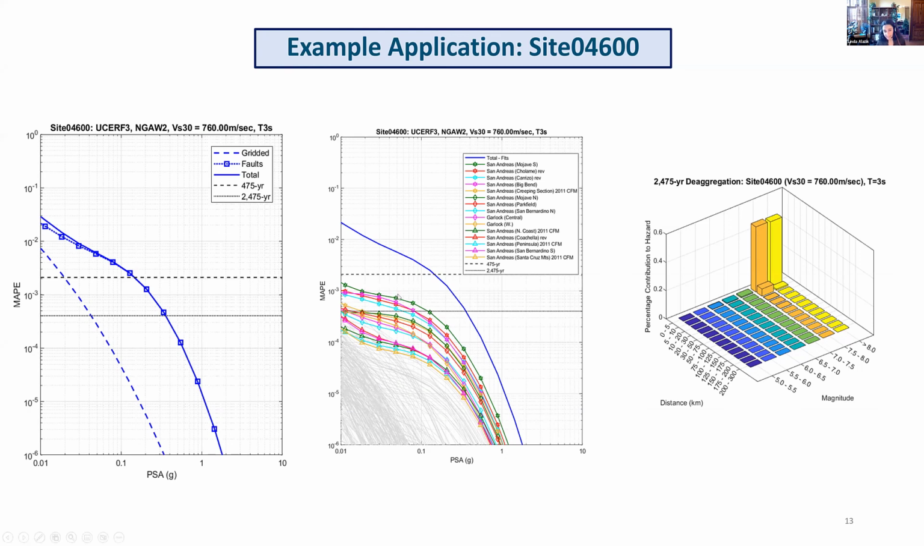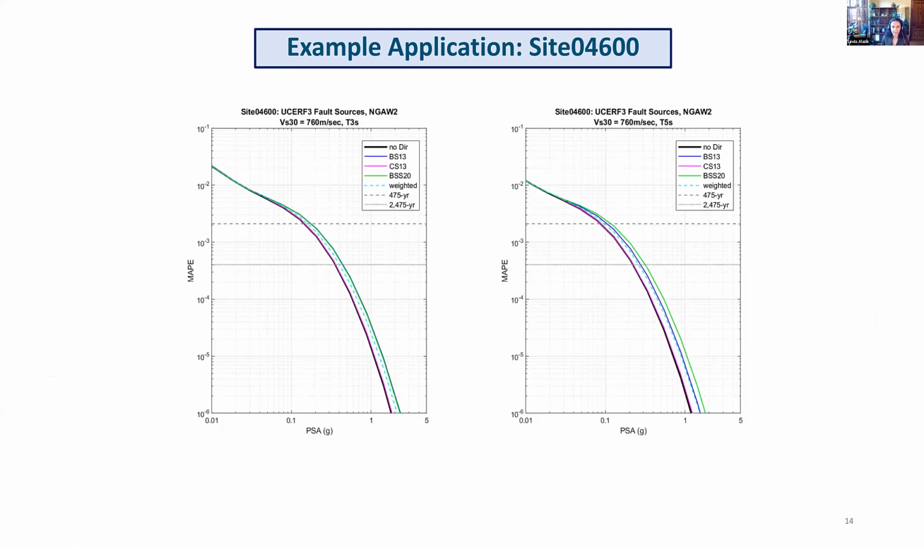And so if we break down the hazard from the faults into contribution from the different parent faults in UCERF3, we can see the top contributors here, about the top 15 of them in this list. And we can see that the largest contributor expectedly is the San Andreas fault. If we look at the aggregation of the 2475-year hazard at 3 seconds, we see the same conclusion here. This is fractional contribution to hazard, not percentage, but we see that the hazard is dominated by the magnitude greater than 7.5 and at close distances from the San Andreas fault.